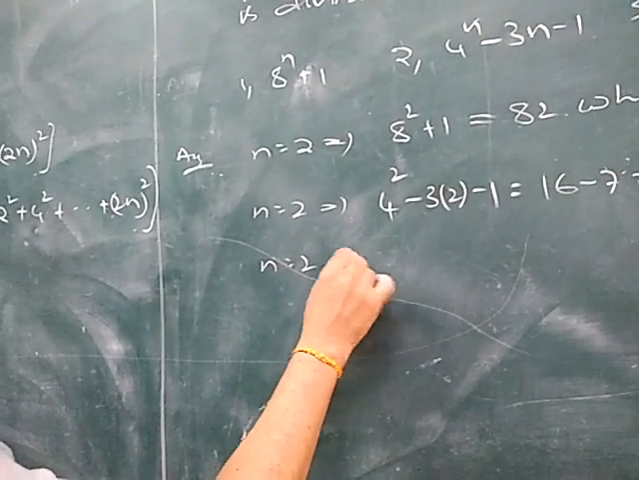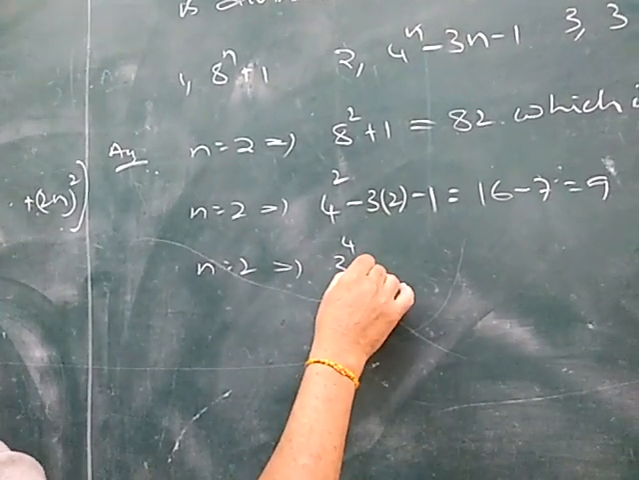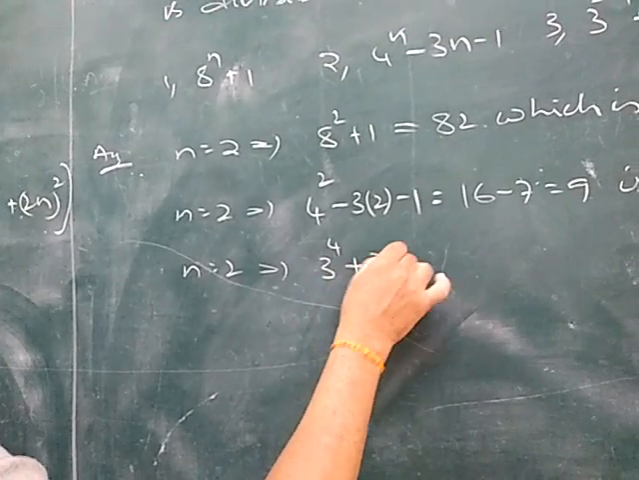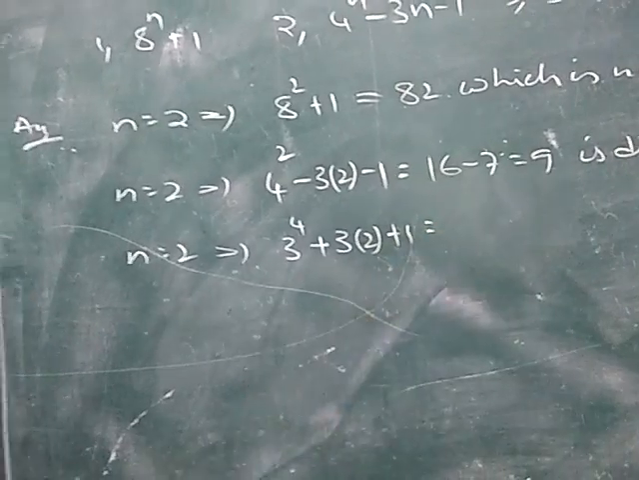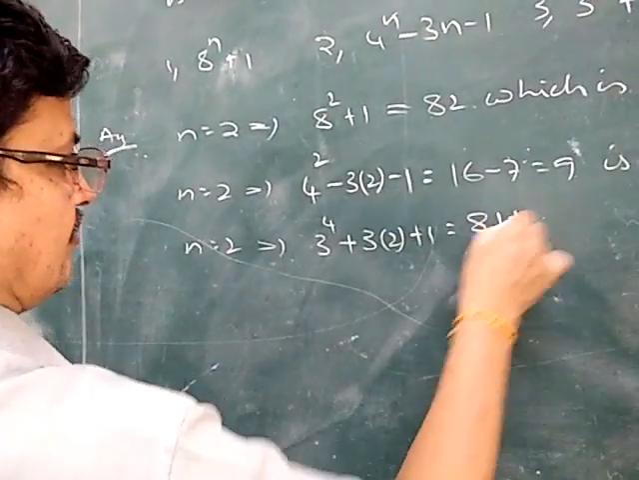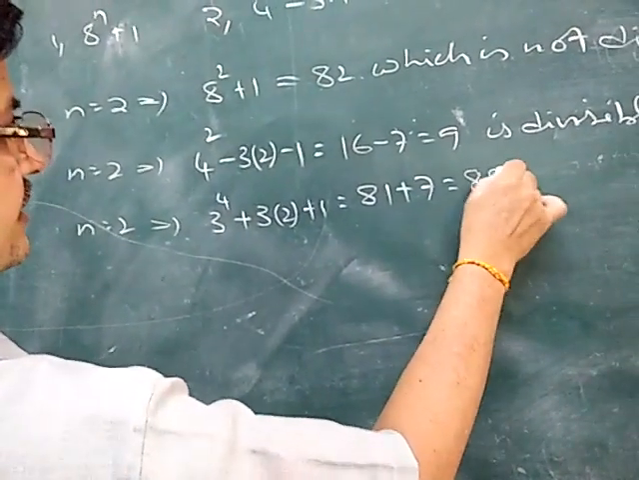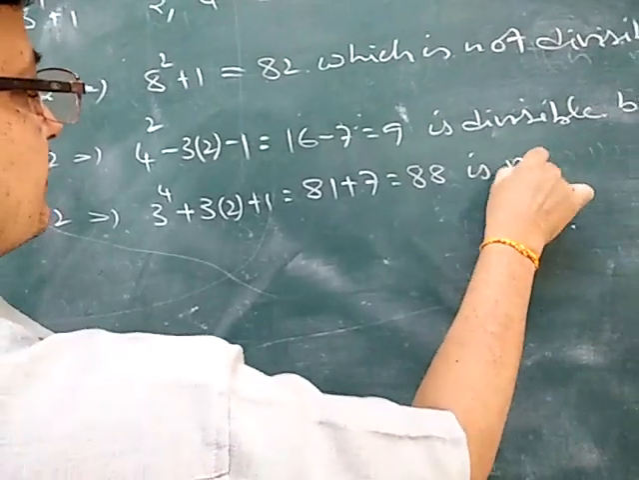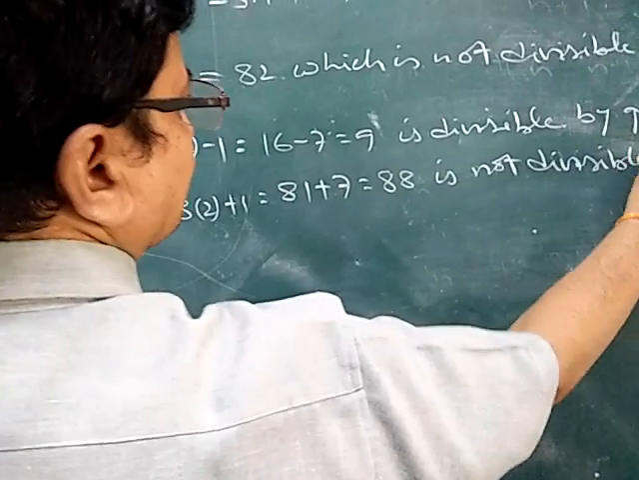N is equal to 2, that implies 3 to the power 4 plus 3 into 2 plus 1, 81 plus 7 is equal to 88, is not divisible by 9.